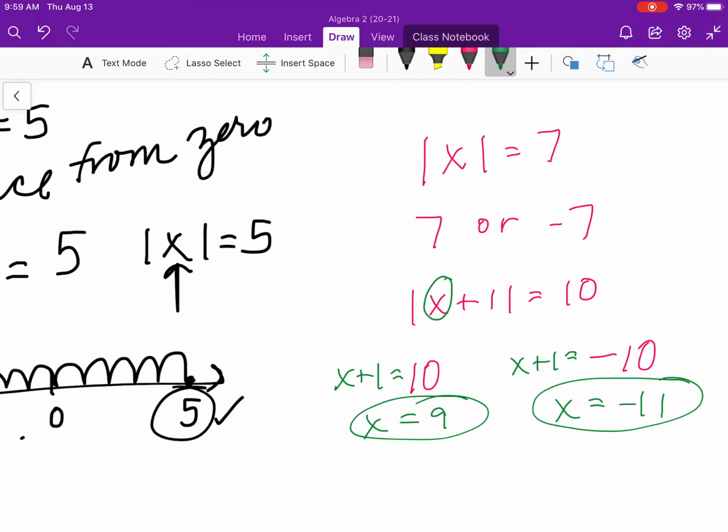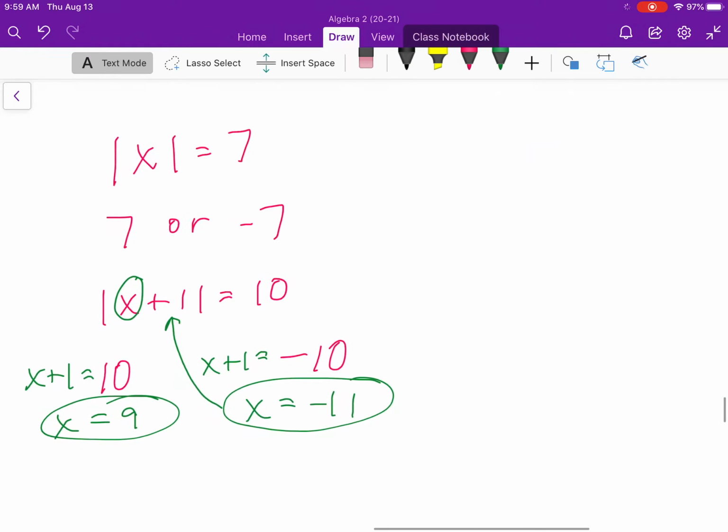So look what happens. If I plug in 9 here, I get 9 plus 1, and the absolute value is 10. Great. What about if I plug in negative 11? Negative 11 plus 1 is negative 10, and the absolute value of negative 10 is 10. So that's correct. You could get 2 different answers here. In general, as you think about absolute value equations, you could potentially get 2 different answers. Let me try another one.